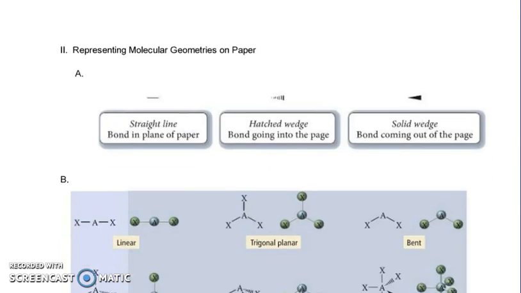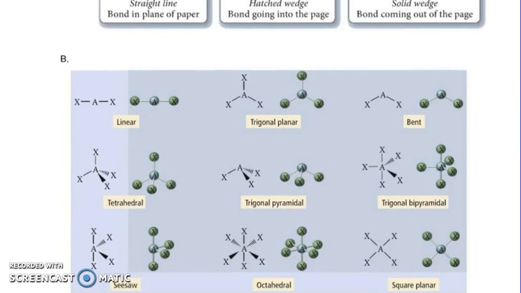So let's see here. You can take a look at how these are looking. If it's linear, they're all in the same plane. If it's trigonal planar, they're all in the same plane. If it's bent, because again, 3 points are coplanar there. But look what happens with tetrahedral. These are in the same plane as the paper. This one's coming out at me, and this one's going into the paper.